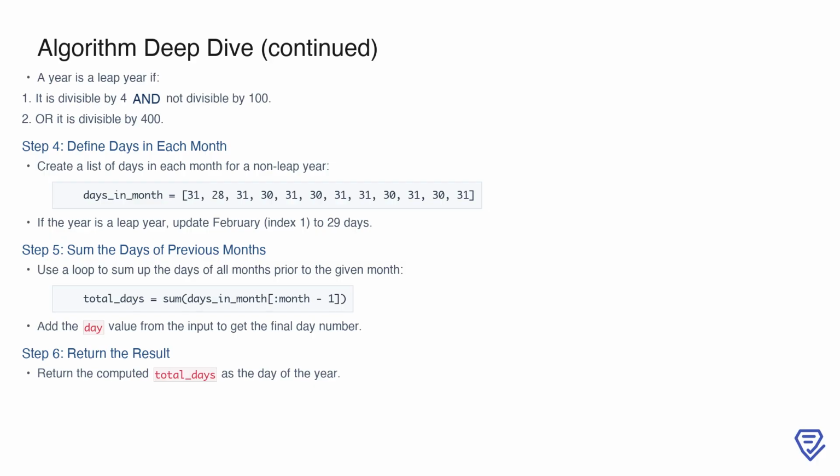After determining whether a year is a leap year, we define the number of days in each month. For a non-leap year, we use a list where February has 28 days. If the year is determined to be a leap year, we update February's day count to 29. With this setup, we can now sum the days of the months preceding the given month. Using slicing, we sum the days from the start of the list up to the given month's index minus 1. Finally, we add the day value from the input to this total to compute the day of the year, which we return as the result.